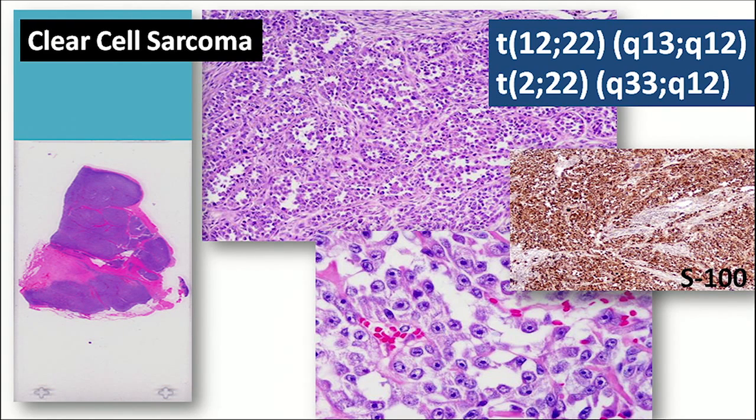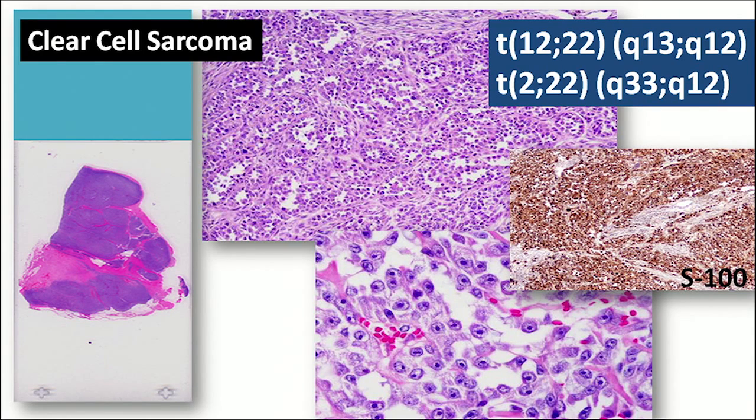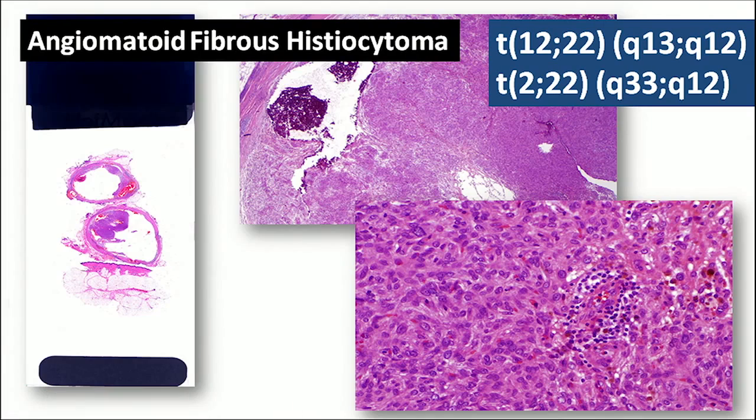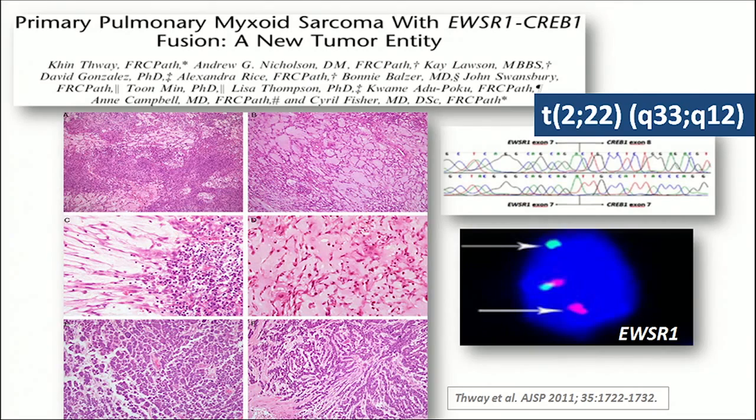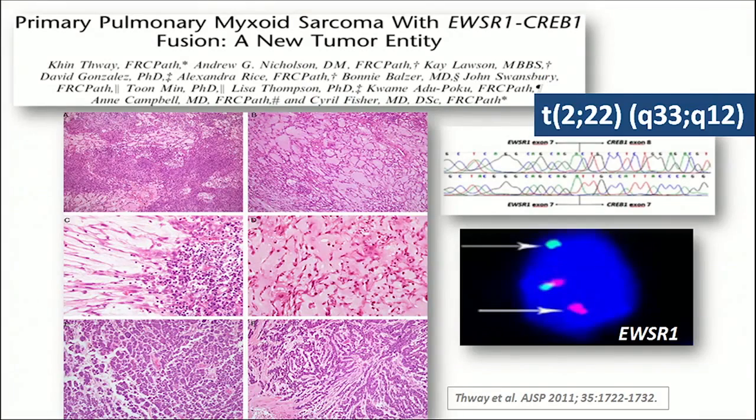I'm going to show you a series of different tumors, all of which can have exactly the same translocation. Clear cell sarcoma, which was spoken about just a moment ago, can have a translocation between EWSR1 and either ATF1 or CREB1. It's a very aggressive tumor that behaves a lot like melanoma, as was discussed. Angiomatoid fibrous histiocytoma can have exactly the same fusion types and variants, but basically does not behave aggressively. It's more of a local recurrence type of problem.